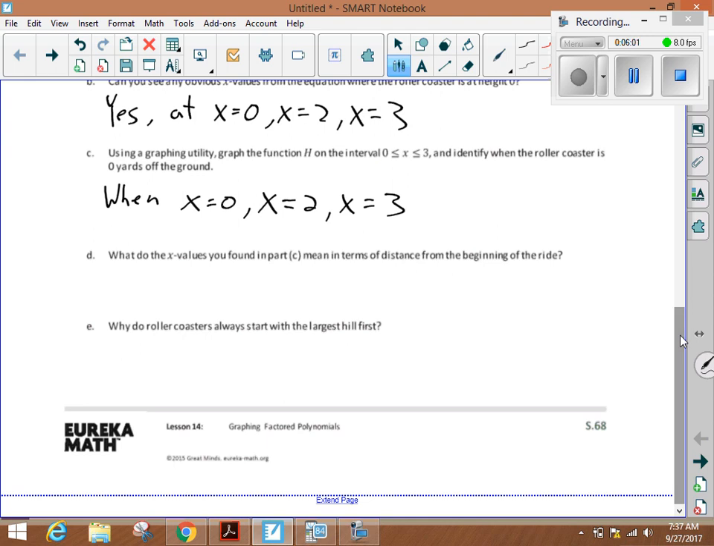So what do the x values you found in part C mean in terms of distance from the beginning of the ride? And remember, it says that the distance from the beginning of the yard is 100 times x, right? So 100 yards for every unit increase in x, which means that x equals 0, well, that's the beginning of the ride, so it's not very informative. But at x equals 2, that's going to be 200 yards, and at x equals 3, that would be 300 yards from the beginning of the ride.